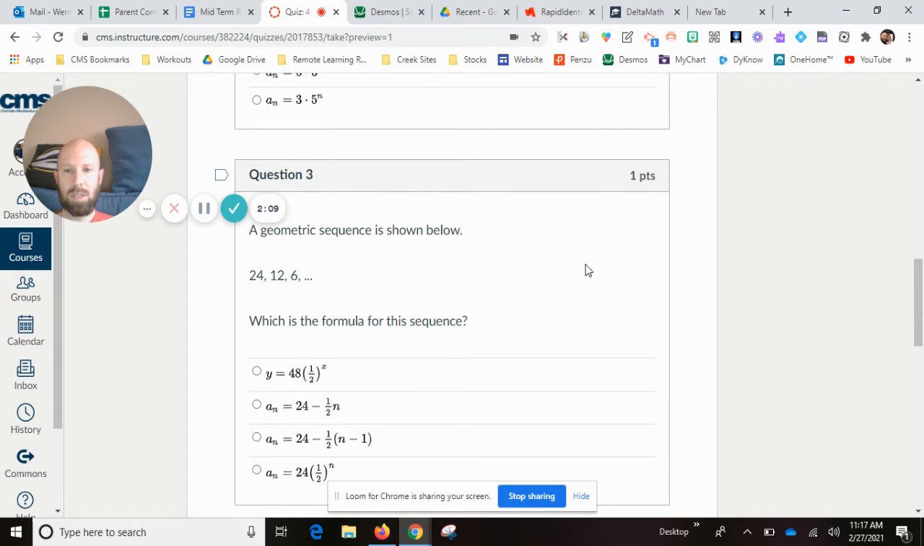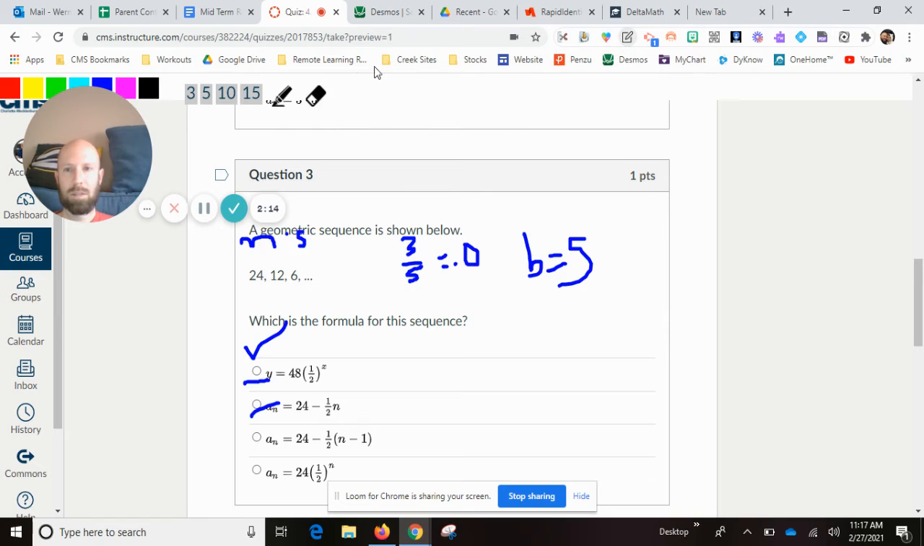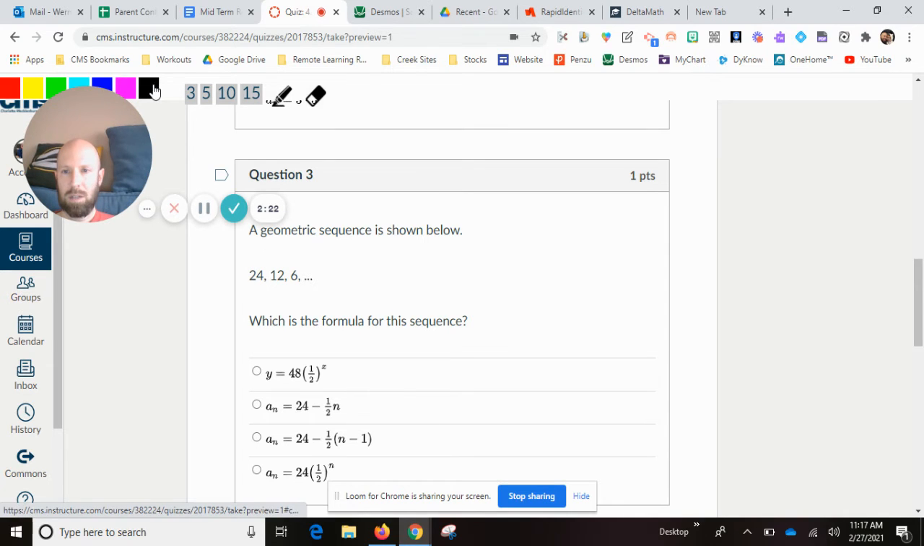Take a look at question 3. Another sequence, 24, 12, and 6. So our pattern here, we are timesing by a half. The numbers are half as big as before, so that's going to be the B. So that's the second one. Yep, that has a half, that has a half, that has a half.